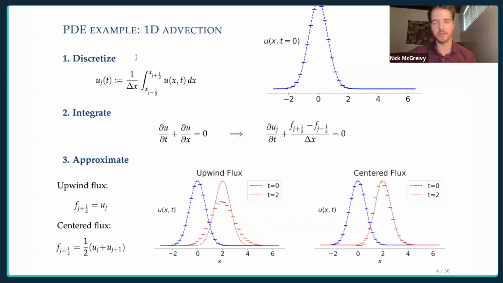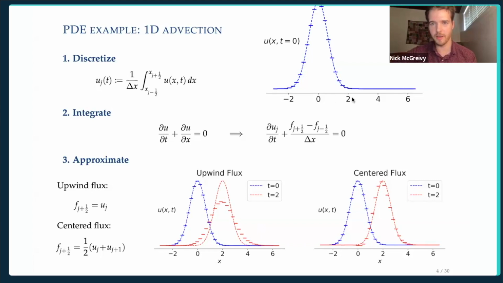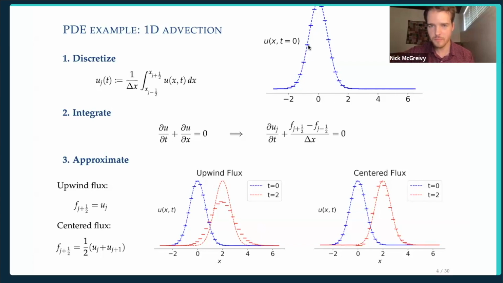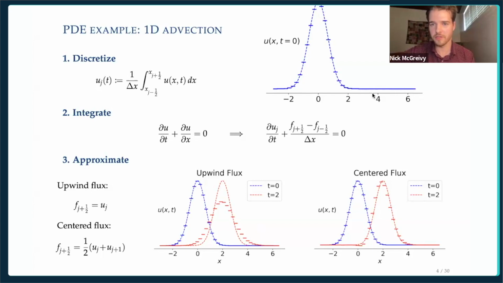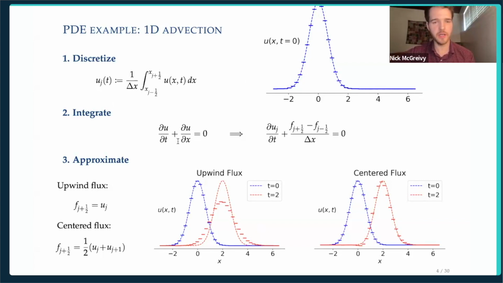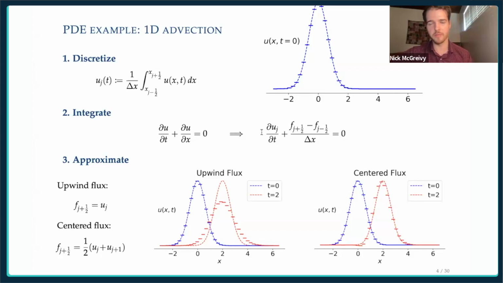The first thing you're going to do is discretize your equation. If my initial condition is this blue dotted line, in this case I'm doing what's called a finite volume method, where I divide the region into volumes, and then I represent the solution with an average within each volume. That's just the integral of the solution. Then I'm going to integrate the equation, and I get an equation for the time derivative of each of the cell averages. The third step is going to be some sort of approximation.